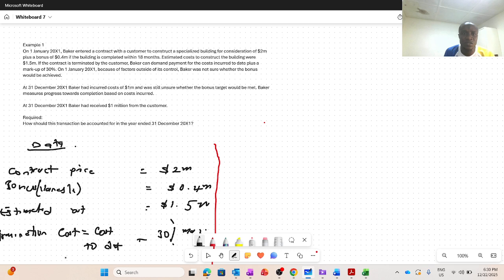Let's do it in thousands. Then the cost, which is the estimated cost to construct the building, will be 1,500. So therefore, our overall profit will be $500,000.